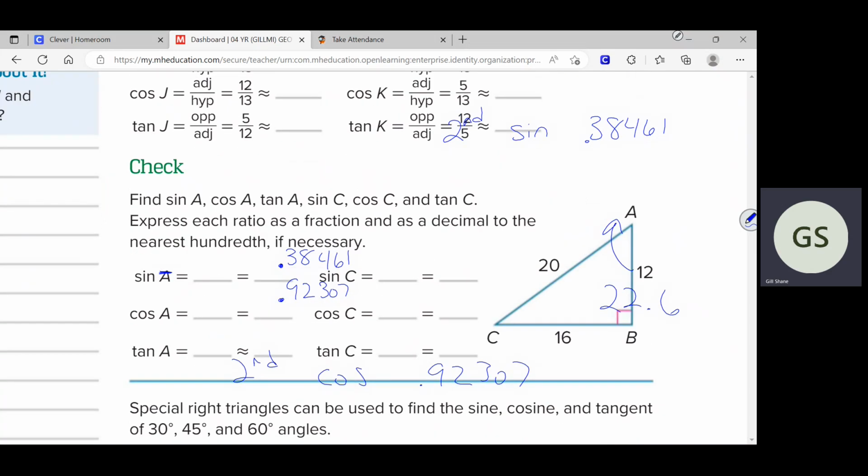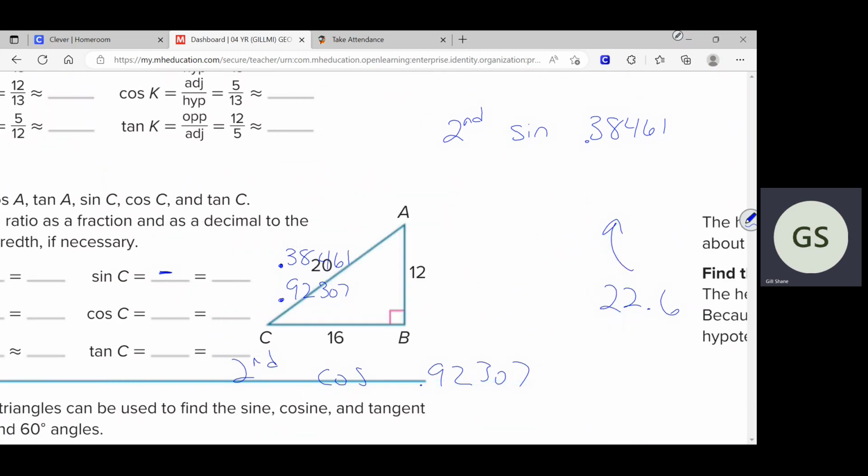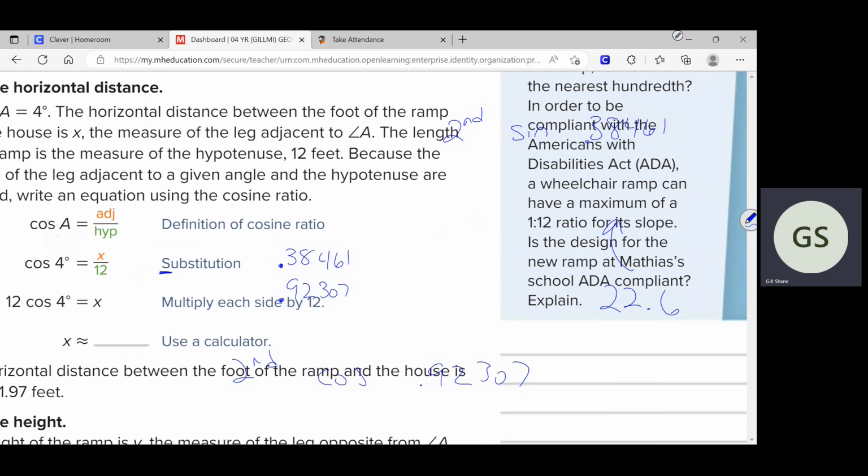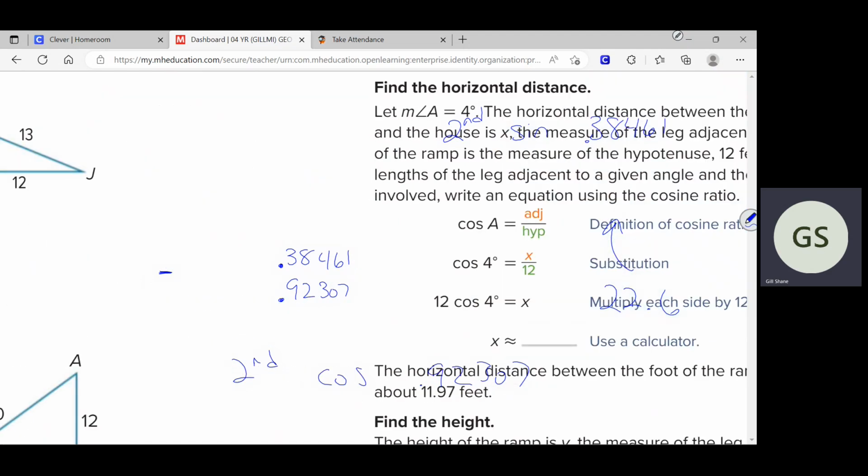So the 22.6 is the proportion for the angle, correct? Or no? It's not, it's the angle. That's the measure of the angle. We use the proportion to figure out what is the actual measure of the angle.